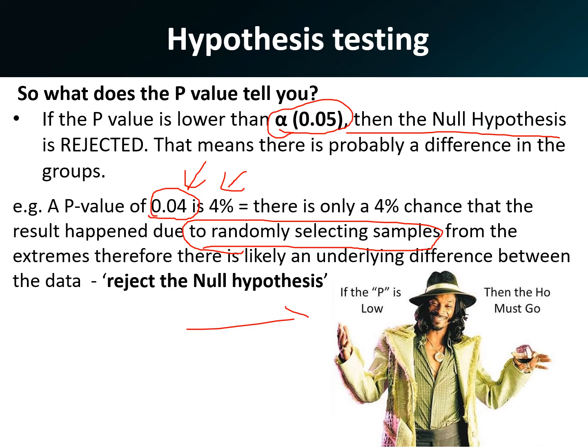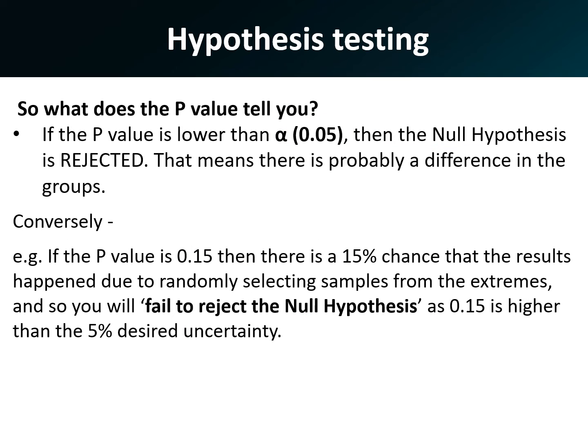Anyway, listen to Snoop: if the P is low, then the H0 must go. Reject it. So if the p-value is lower, then the null hypothesis is rejected. But also, if the p-value is higher than 0.05, then we don't say that the null hypothesis is true. We don't say that there is definitely no effect of smoking. We just fail to reject the null hypothesis.